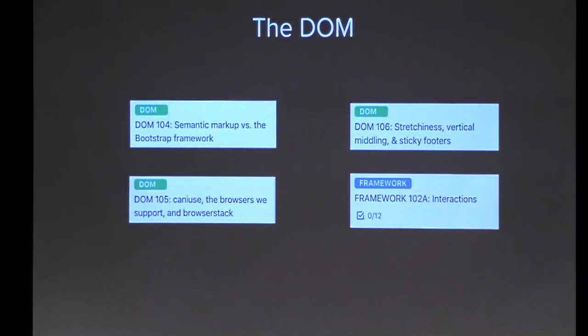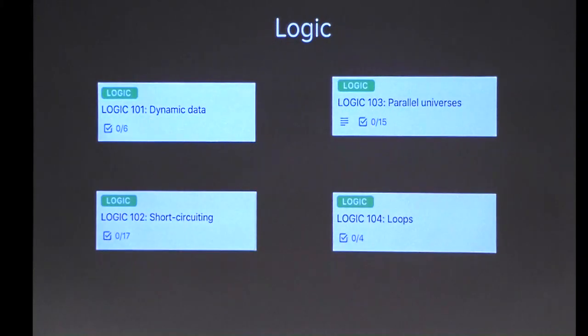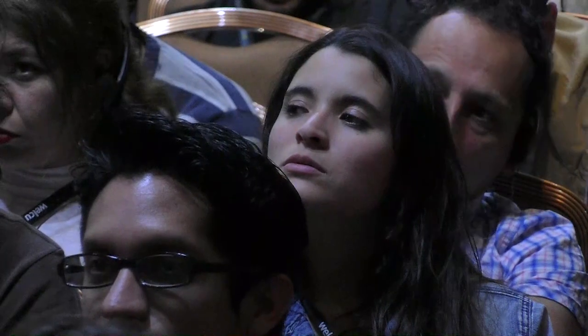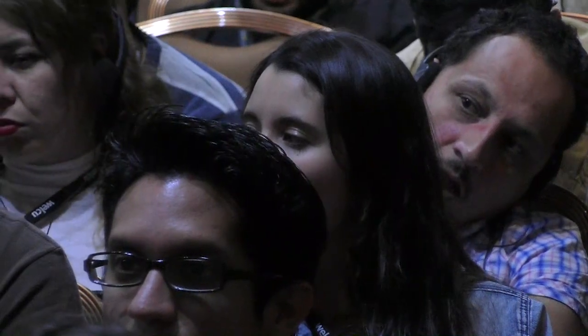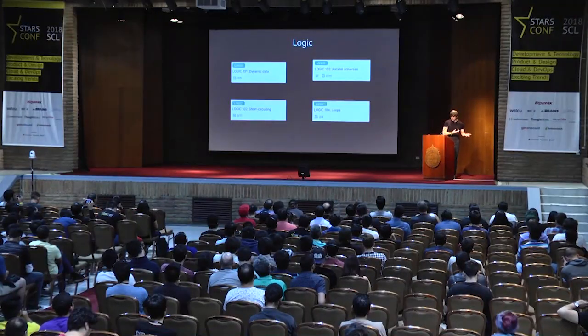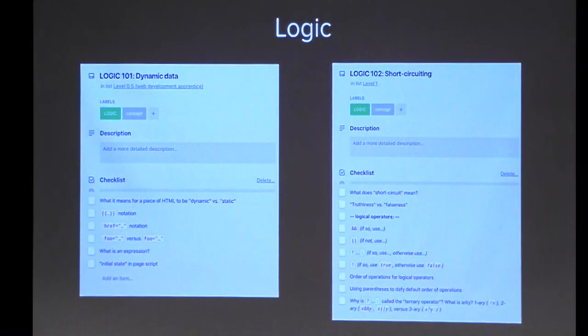Semantic markup versus the Bootstrap framework, which is always the thing that makes me cringe, but we still use Bootstrap. And teaching them to use BrowserStack, teaching them to do browser testing, helping them understand what Papertrail is, and helping them understand what Rollbar is and what those notifications mean. Then logic, understanding dynamic data, if-then statements as parallel universes, loops, and then short circuiting, or that little thing where you do ampersand, ampersand, or pipe, pipe.